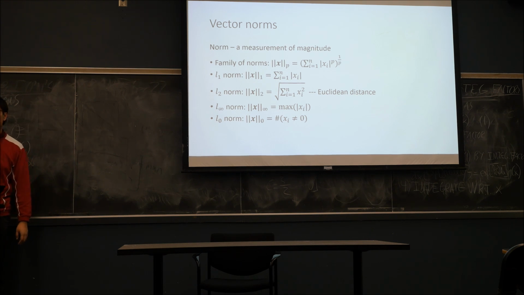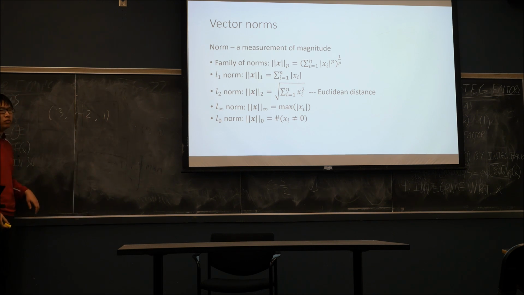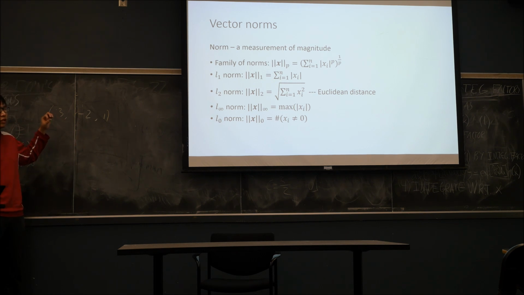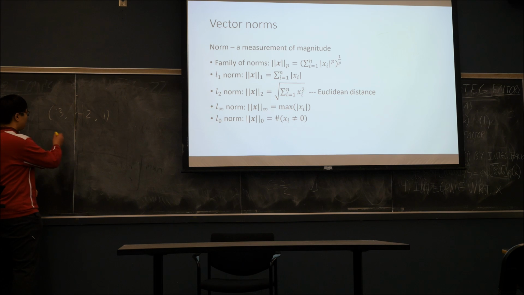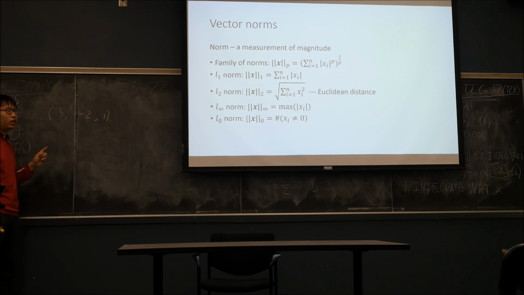The L1 norm is the sum of all the absolute values in this vector. For example, if you have a vector of 3, -2, 1, what is the L1 norm? It's just 3 plus 2 plus 1, so it's pretty simple. The L2 norm is the Euclidean distance, also called the Euclidean norm. It's actually the length of this vector. For the L3 norm and L4 norm, I don't usually see them, but they do exist.